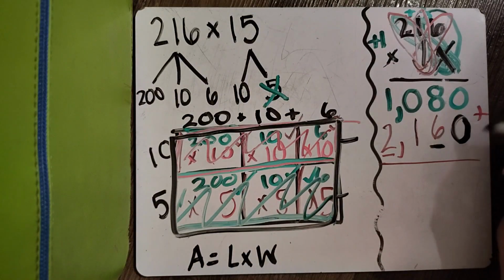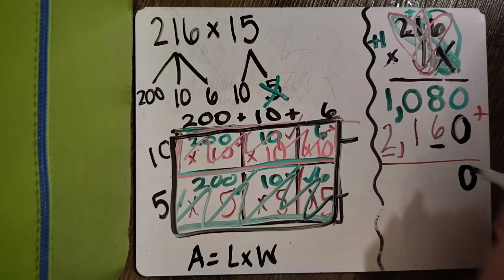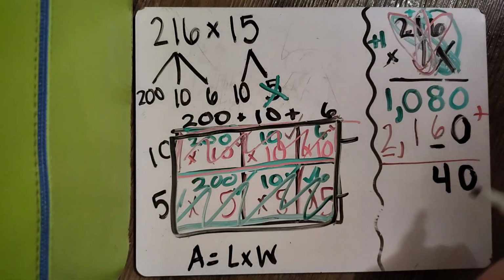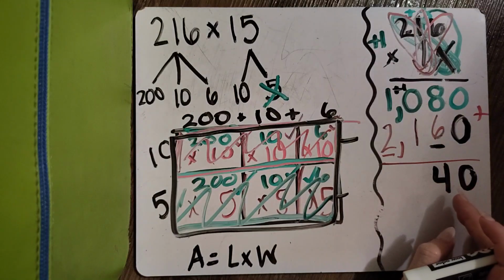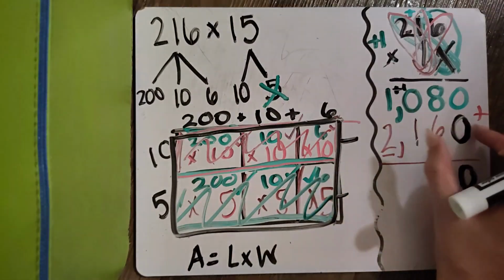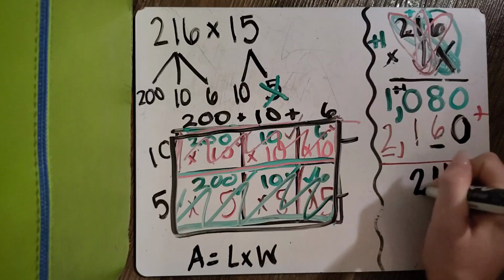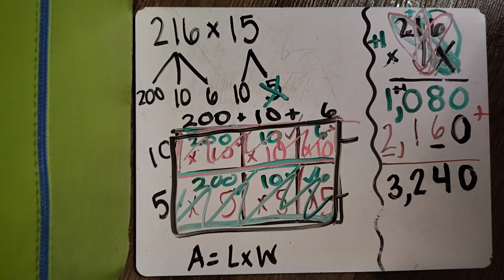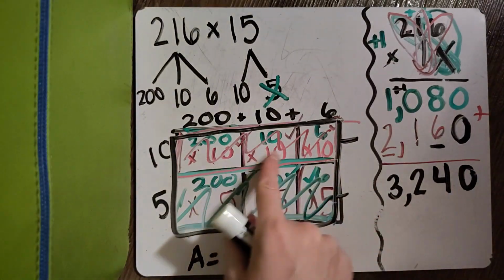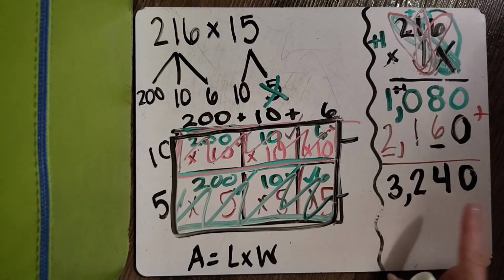So we have 0 plus 0 is 0. 6 plus 8 is 14. Write your 4. Oh, but we need to regroup our 1. Now we have 1 plus 0 plus 1, which is 2. And 2 plus 1, which is 3. Now I guarantee you, if you add up our 6 times 5, or 10 times 5, 200 times 5, 6 times 10, 10 times 10, and 200 times 10, we would also get 3,240.